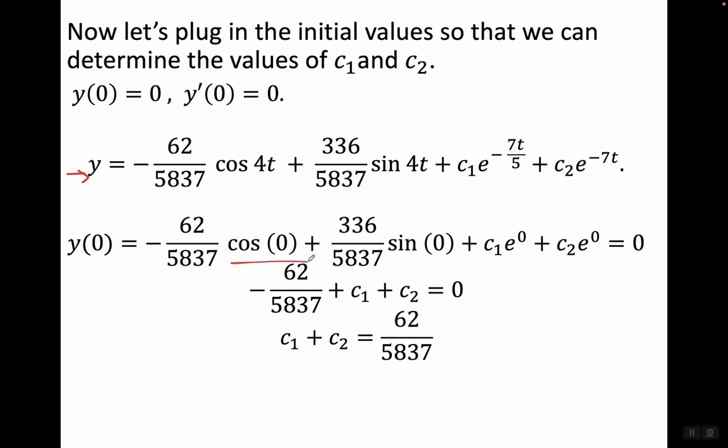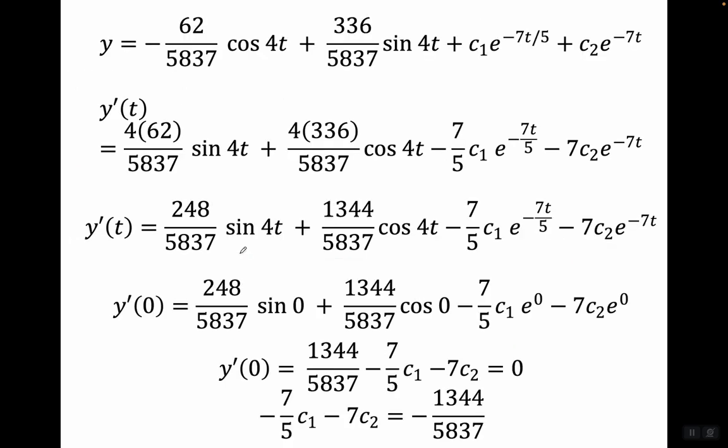Cosine 0 simplifies nicely, that's 1. Sine 0 simplifies nicely, that's 0. e to the 0 is 1. So this equation simplifies to negative 62 over 5837 plus c1 plus c2 equals 0. In other words, c1 plus c2 equals 62 over 5837.